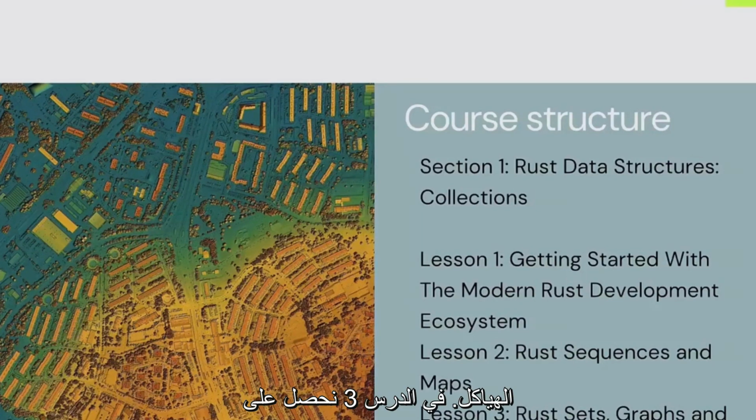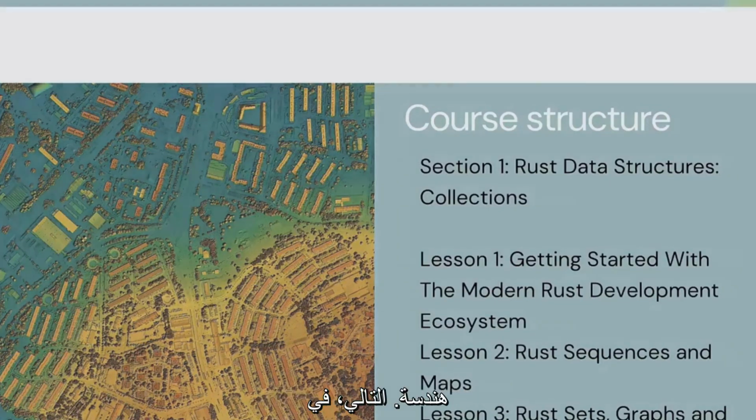In lesson 3, we get into more detail on data structures, including advanced data structures like graphs, priority queues, and other items like PageRank algorithms. So this really completes the core understanding of the Rust data structures for data engineering.